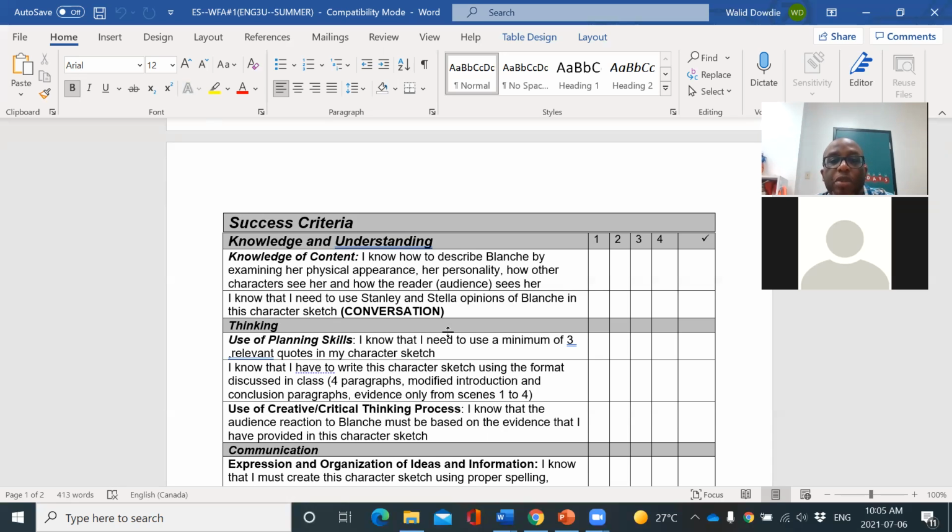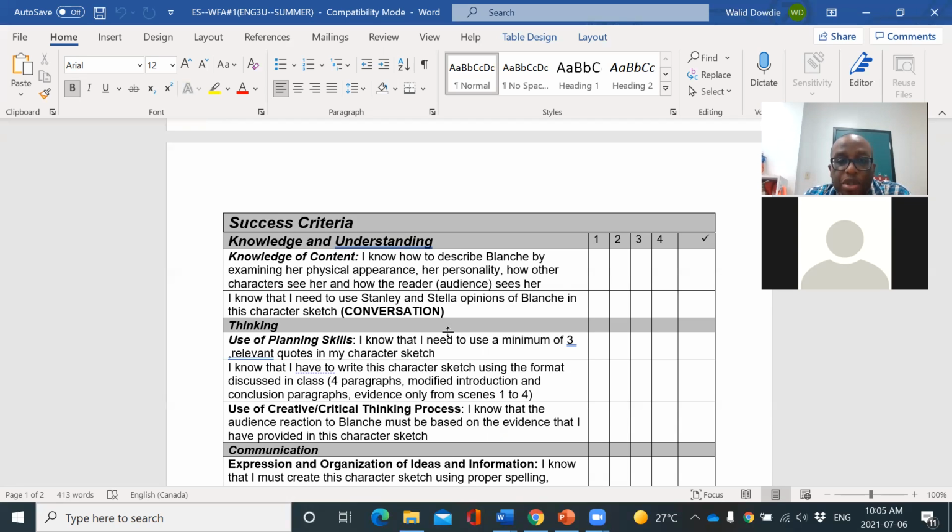I know that I need to use a minimum of 3 quotes, all different quotes, for my character sketch. That means the quotes should reveal what you're saying. If you say, Blanche has horns on her head, the quote should say, Blanche walks into the apartment and hits her head with the horns on the top of the door and rubs her head, right? It just means the quotes need to show me what you're talking about.